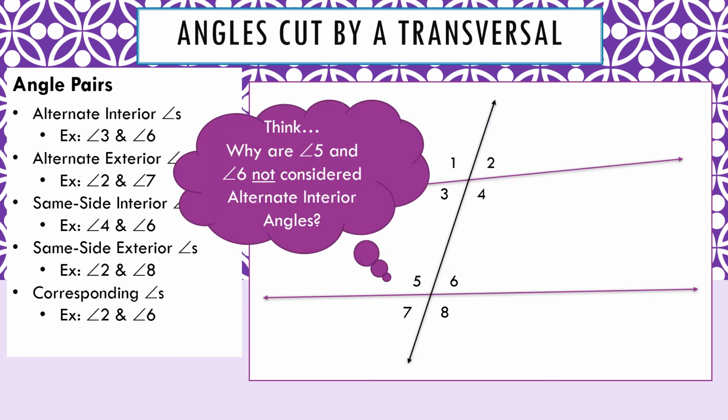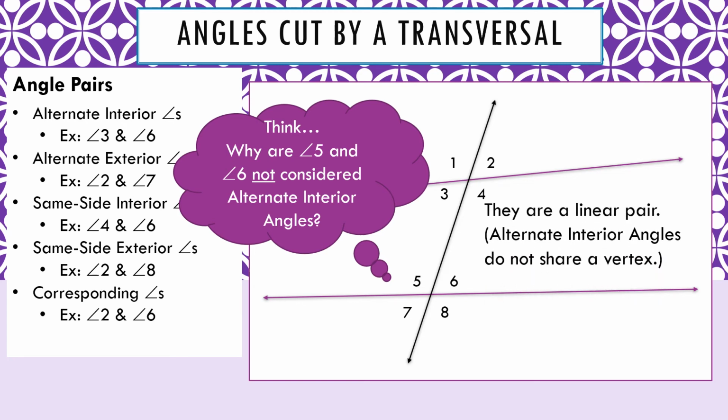5 and 6 are not considered alternate interior angles, but why? So we know that alternate interior angles would be 3 and 6. Why 3 and 6? So 5 and 6 are not alternate interior because they share a vertex. Alternate interior angles do not share a vertex, and that's something that you definitely want to write down on your notes.